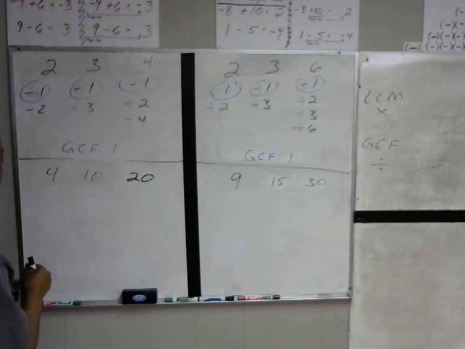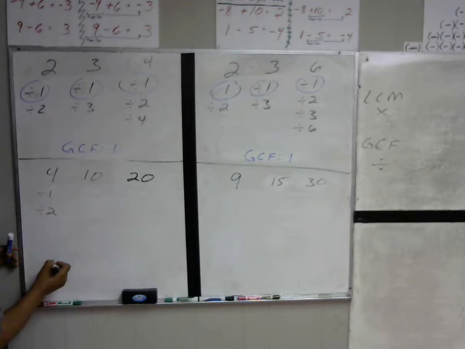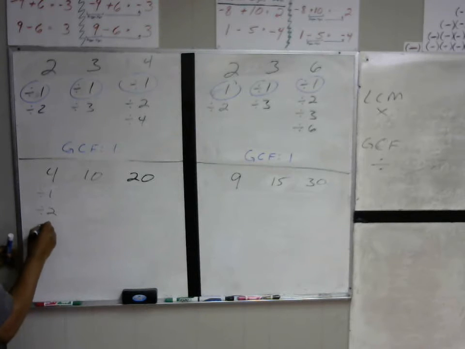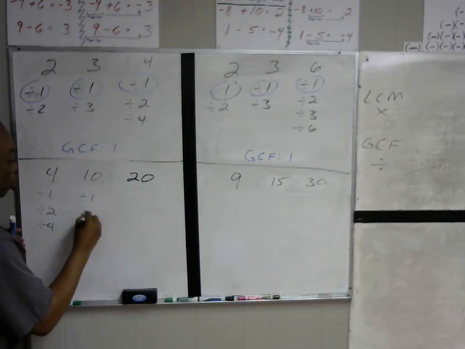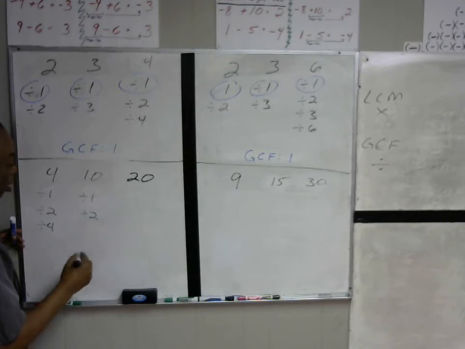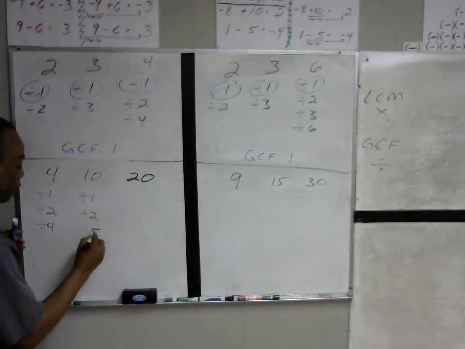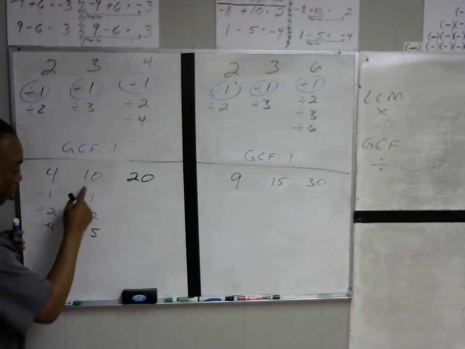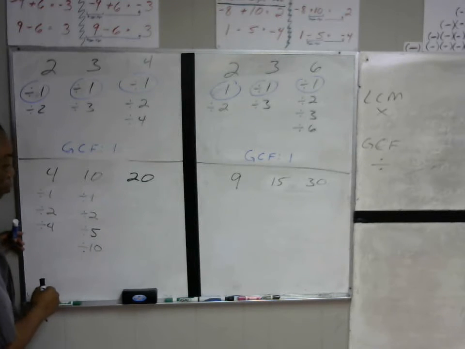Okay. So with 4, 1 can be divided into 4, also 2. Then we're halfway there, so that means we can jump all the way to 4. Okay, so these can be divided into 4. Now 10, 1 can be divided into 10, 2 can be divided into 10, not 3, not 4, but 5. And now that we're halfway through 10, we can jump down to 10 itself.